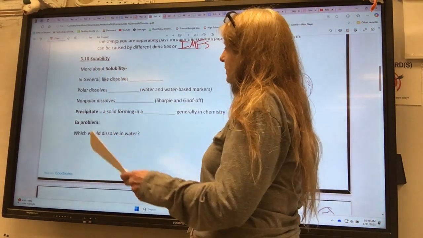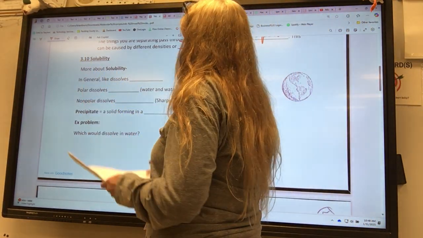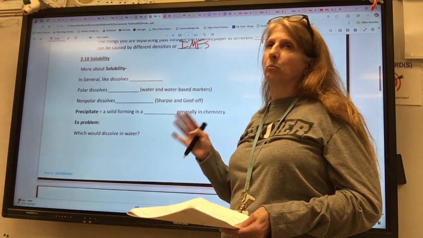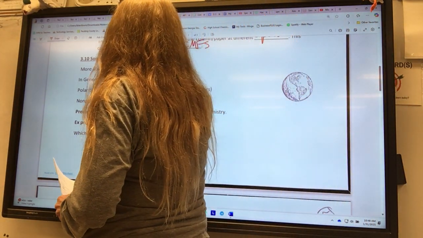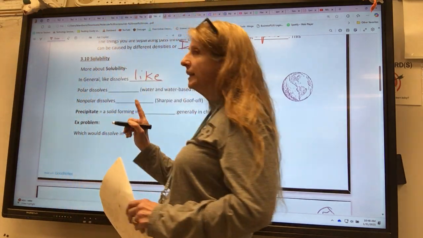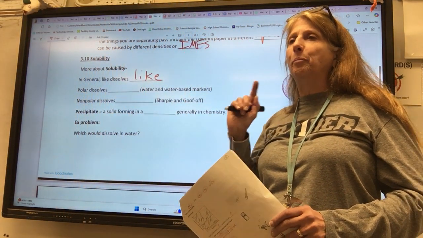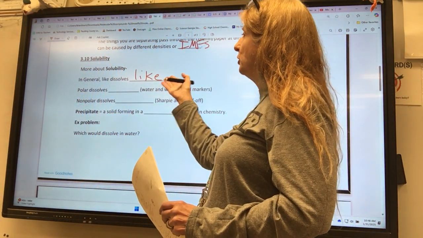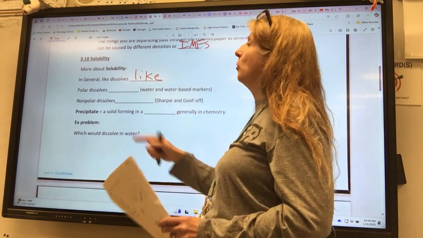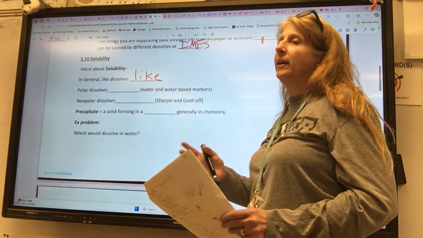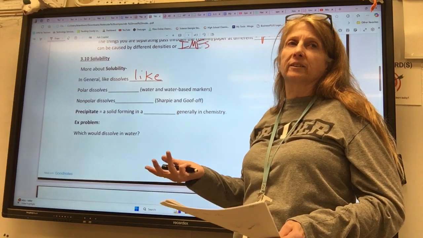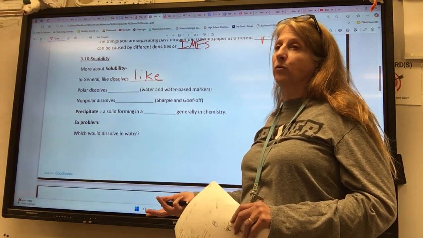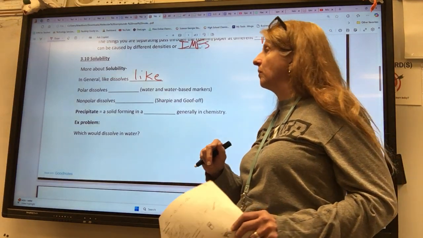Okay, solubility, more about solubility. So this is going back to Honors Review. In general, like dissolves like. Now you cannot write that as a reason on an AP test. That helps you remember, but you have to know why. Why does polar dissolve polar? Because of the attractive forces, the dipole forces. You can't just say like dissolves like.